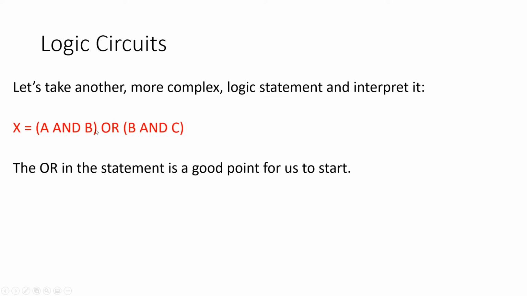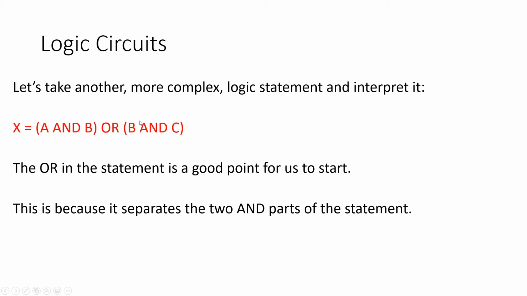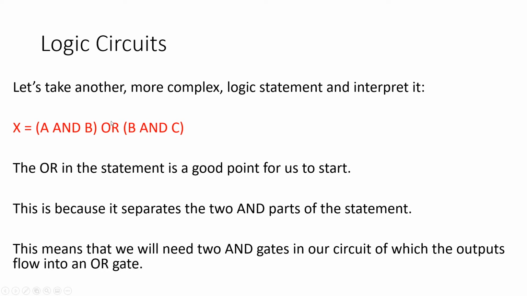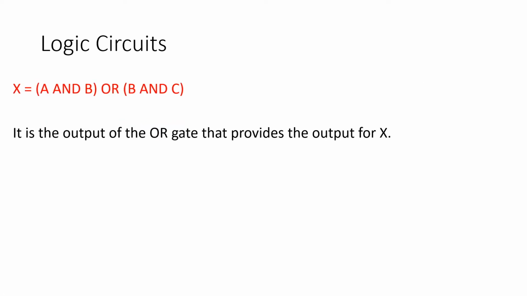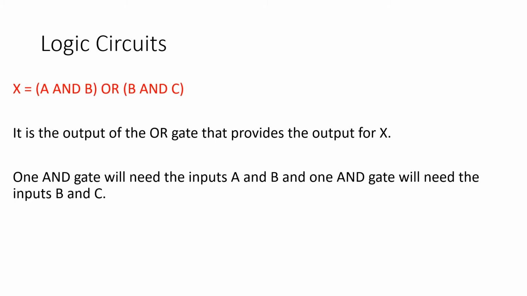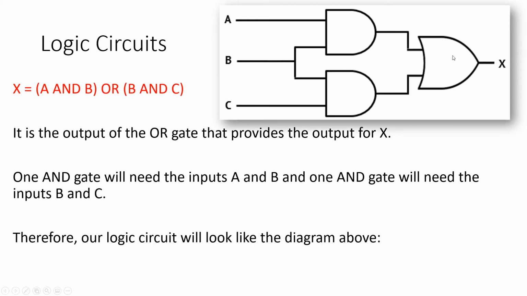That OR gate is a good place to start actually, because we know that OR is like the central point, and output from the AND is going to go into the OR, so the OR separates those two parts of the statement. Whatever flows out of A and B is one input of OR, and whatever flows out of B and C is the other input of OR, and then whatever comes out of the OR is the output for X. So you'll need one AND gate for the inputs A and B, one AND gate for the inputs B and C, so your logic circuit's going to look like this. Here's your OR, which is taking whatever comes out of A and B.